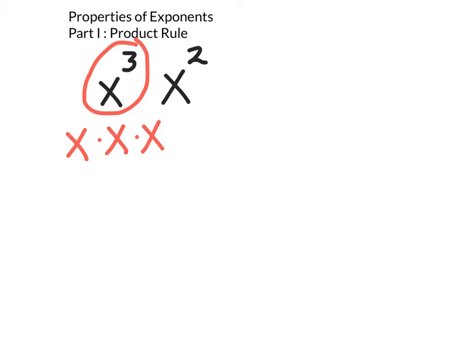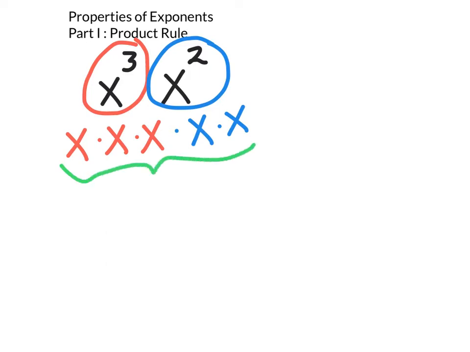And then if I take a look at the second x here, that means that I'm going to have 2 more x's. If you put these all together and count them, you can clearly see that there are 5 x's. This product rule allows us to go from here directly to our answer without needing to expand. I have 3 x's and I have 2 x's, therefore I have 5 x's total.